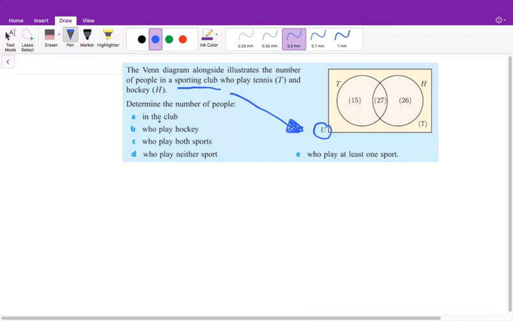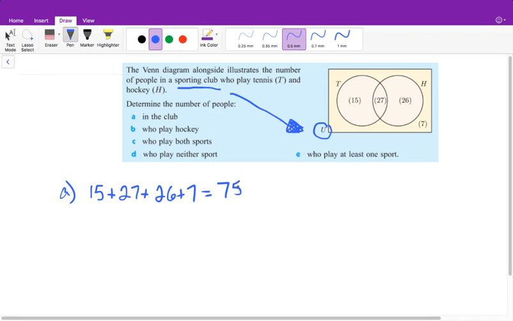So it says, determine the number of people in the club. Since we know that the universe represents anyone in the sporting club, whether or not they played tennis or hockey, or they didn't play either, or they played both, that represents everyone in the club. So we will just add these together: 15 plus 27 plus 26 plus 7. We add these together and we get 75.